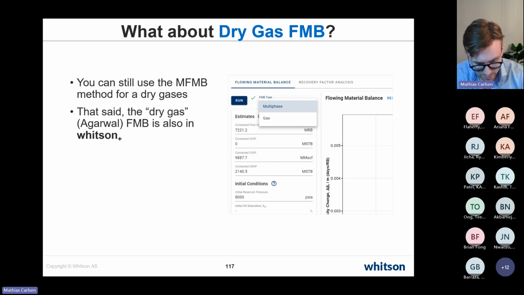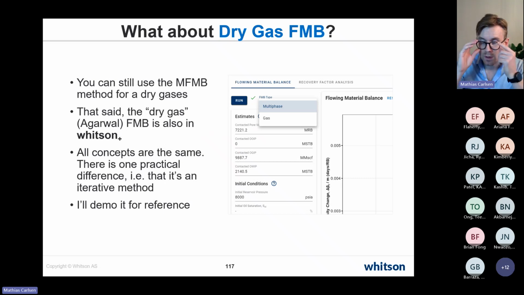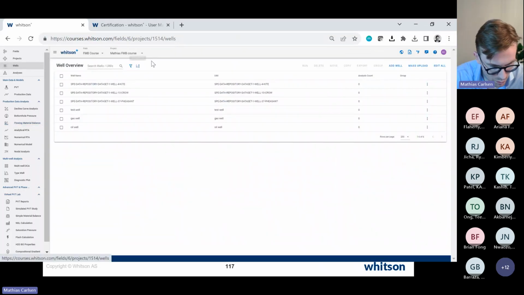The Agarwal flow material balance can also be used for dry gases. All the concepts are the same, but there is one practical difference: the Agarwal flow material balance is an iterative method, so it requires maybe a couple of iterations. I'll just demo this for reference, but they provide you with the same result if you compare it to whatever model. I'll show that, or prove that, because I don't like to speculate when we can calculate. So I'll do course number 2.